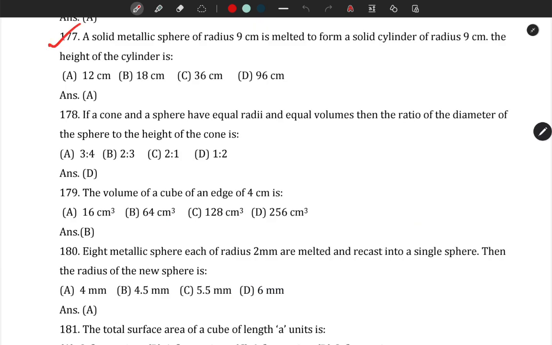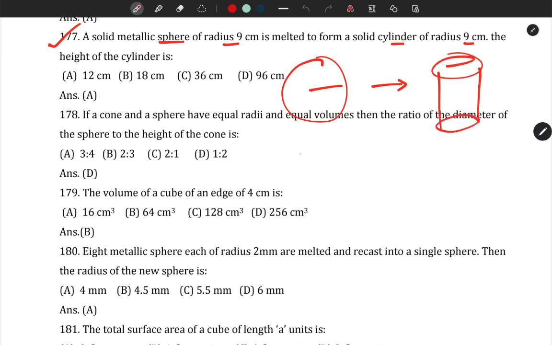A solid metallic sphere of radius 9 cm is melted to form a solid cylinder of the same radius 9 cm. We have to find the height of the cylinder. Now here the question says a sphere is melted and made into a cylinder. So the volume of the sphere and the volume of the cylinder should be equal, since the sphere is melted and made into a cylinder.